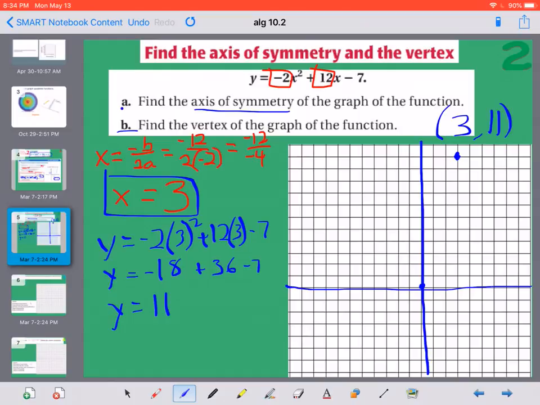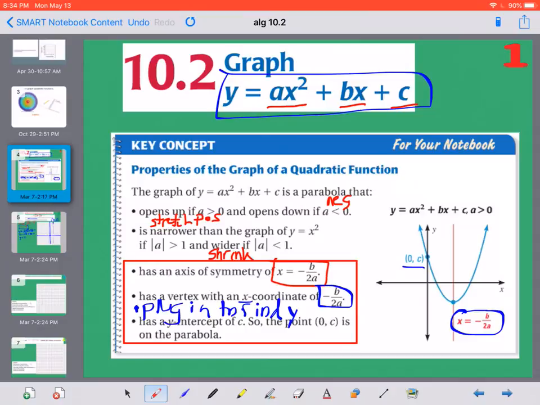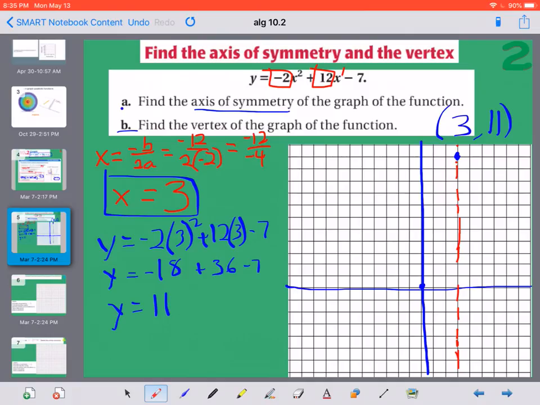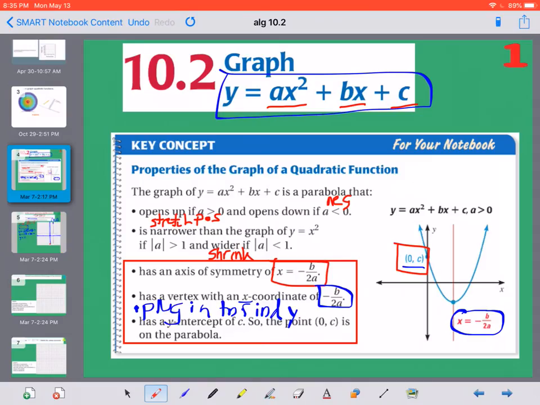Now, how are we going to figure out how to graph this? Well, I know my axis of symmetry is right down this line at x equals 3. If I look back here, this says my y-intercept is at (0, c). So c here is at negative 7. So that means at (0, -7), 1, 2, 3, 4, 5, 6, 7. That's where my parabola is going to cross the y-axis.